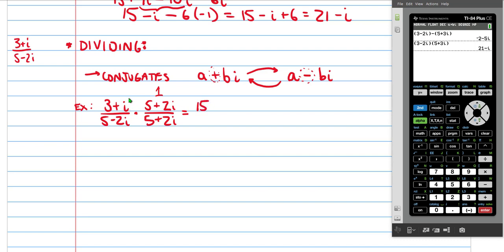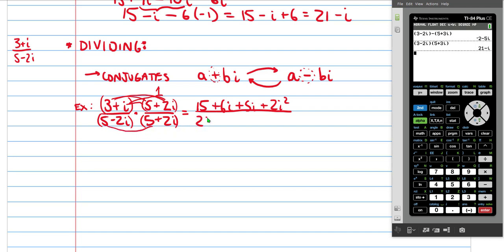I'm just foiling this out. So there's 15 plus 6i plus 5i, and then I times 2i, so that is plus 2i squared. I'll clean that all up in a second. Do keep in mind I could have done all that in the calculator. I'm just doing this manually so that you can see what the process looks like, but it's perfectly fine to use the calculator.